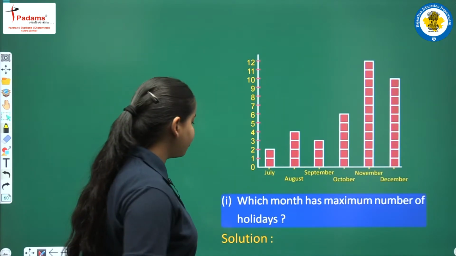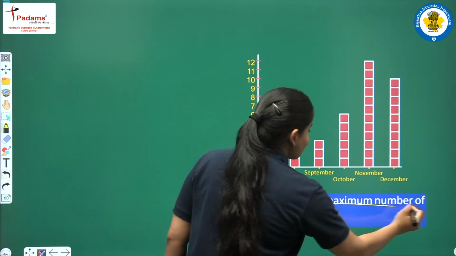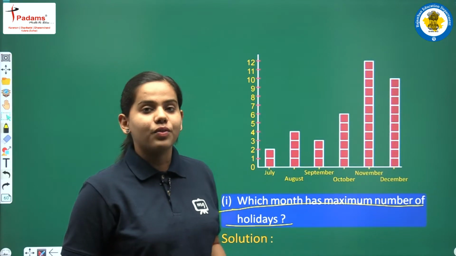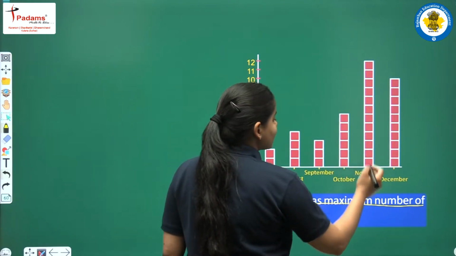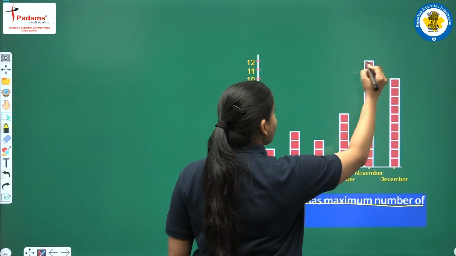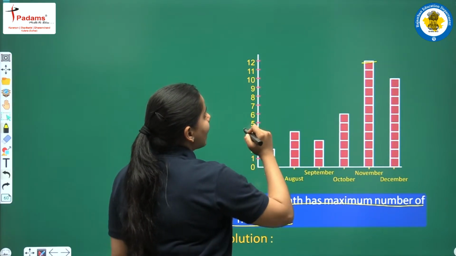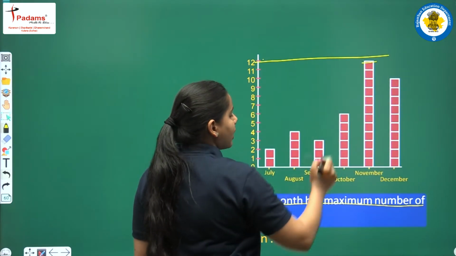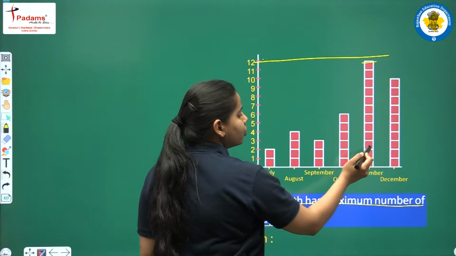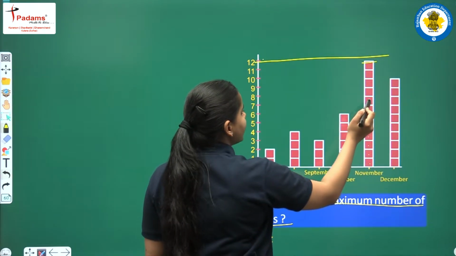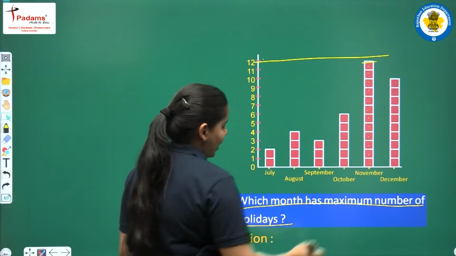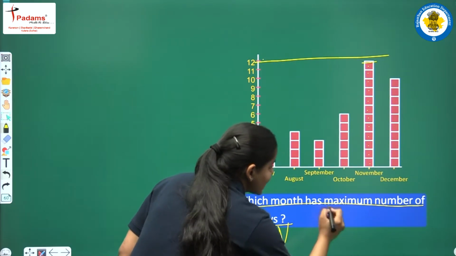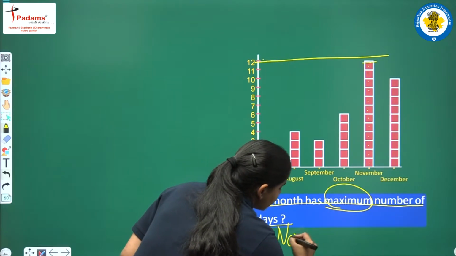Let's get started with the first question here. Which month has maximum number of holidays? किस मंथ में सबसे ज़्यादा हॉलीडेज हैं? So with this data we can easily see. सबसे बड़ा ग्राफ किसका जा रहा है यहाँ पर? नवंबर मंथ का. In November we have total 12 holidays. यहाँ पर हम easily देख सकते हैं and you can count the number of blocks also. 1, 2, 3, 4, 5, 6, 7, 8, 9, 10, 11 and 12. So here they ask the name of the month. So the name of the month which has maximum holidays is November month.